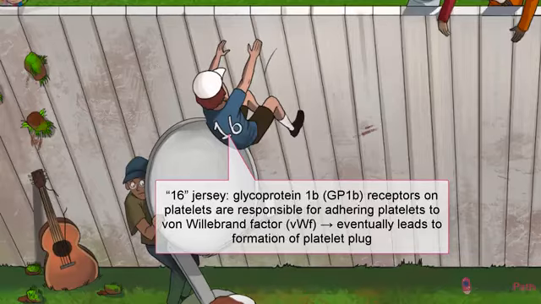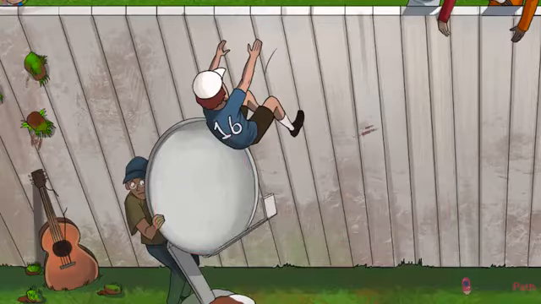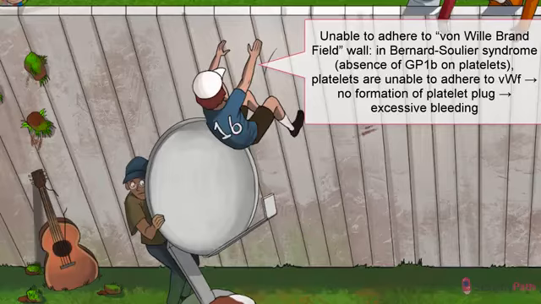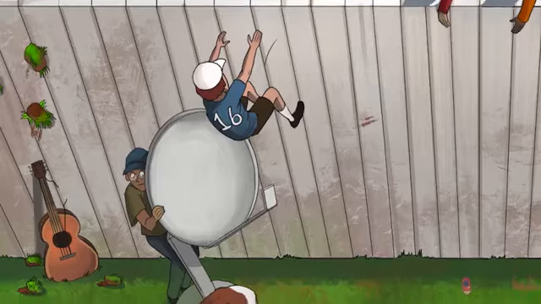Normally, when the vascular endothelium is damaged, von Willebrand is exposed and grabs onto GP1B on the surface of platelets, starting that whole platelet adherence activation thing, vital to the formation of the platelet plug. No GP1B on platelets, and von Willebrand factor has nothing to grab onto. That means no adherence, no platelet plug, and lots of bleeding. And what better visual metaphor than a kid unable to adhere to the wall?